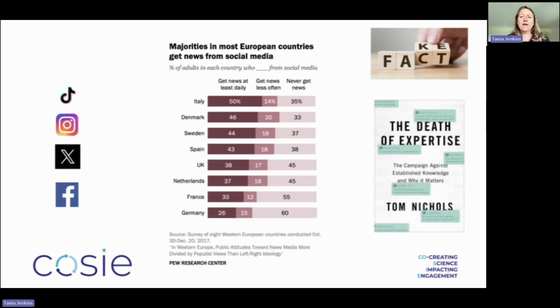So another very important aspect of science communication is who, in fact, is communicating it and where are people getting their news from. According to a study by the Pew Research Center in 2017, most people get their science news from social media. Now, we live in a time that, as Tom Nichols refers to in his book, The Death of Expertise, anyone can be claimed to be an expert.